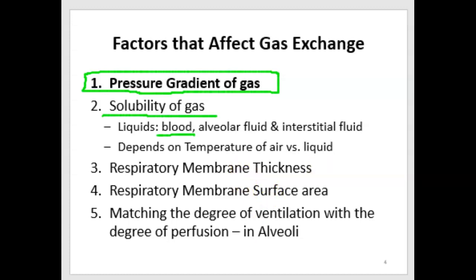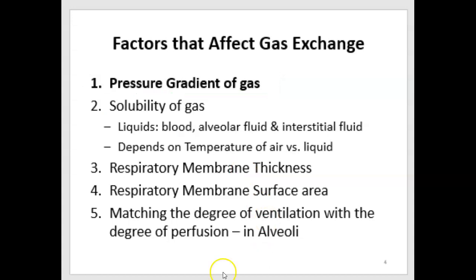Now, the solubility of these gases, how well they're dissolved in a liquid like blood or the interstitial fluid or even the alveolar fluid in the lung, will depend on the temperature of the fluid and the temperature of the air. And in general, a higher temperature would increase solubility.